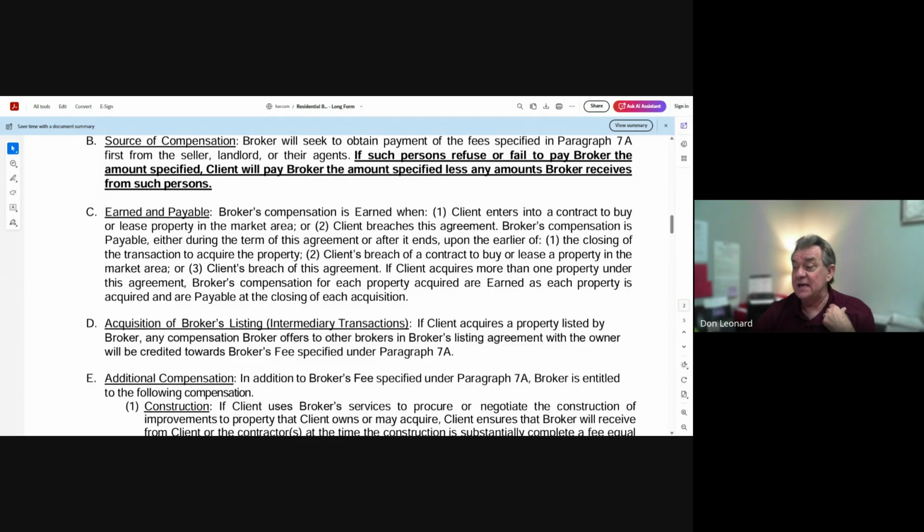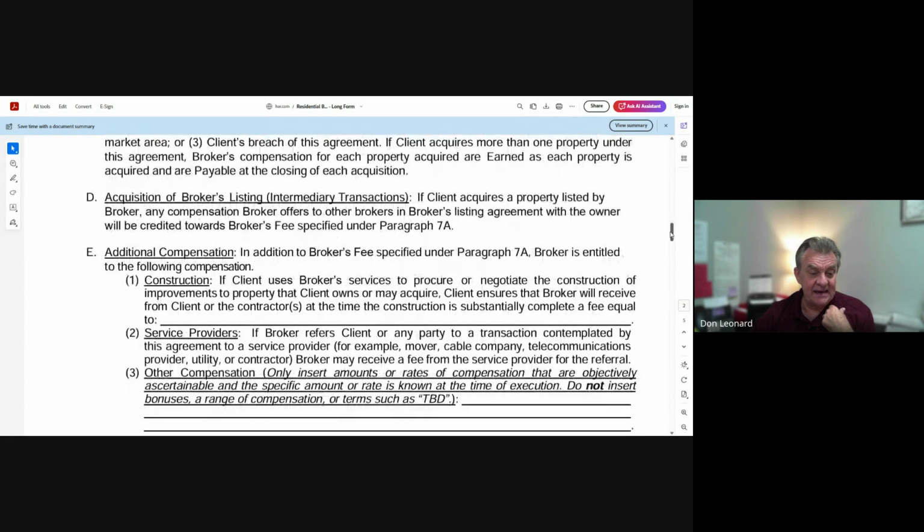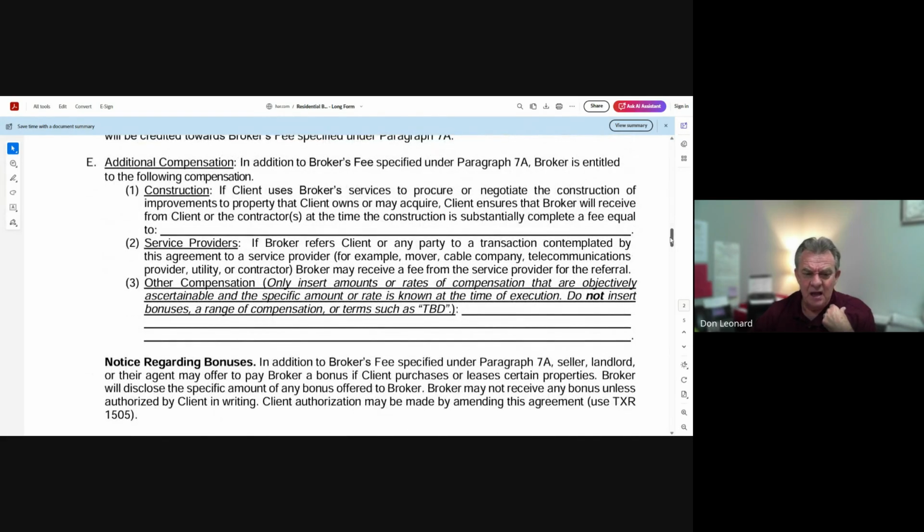Additional compensation, any other compensation that might be paid along the way. I don't think we have anything. I know there's a lot of companies that have other compensation that's going to be paid, but not us. We don't have anything else.